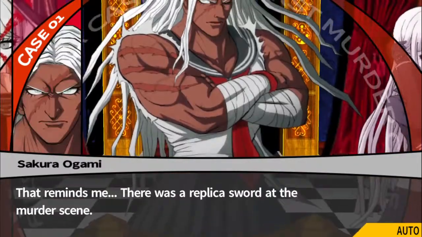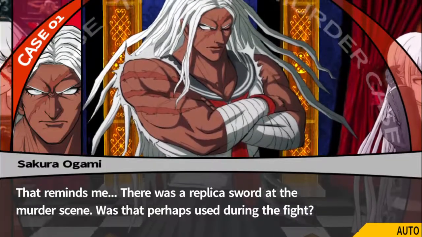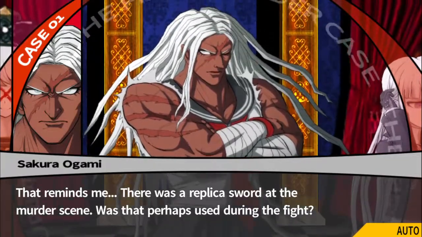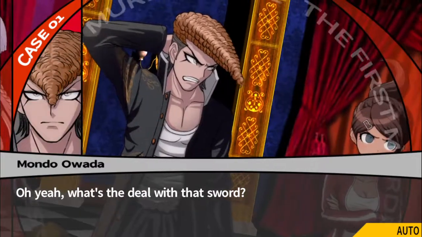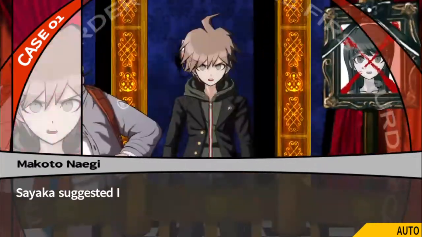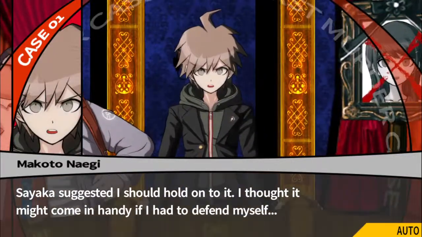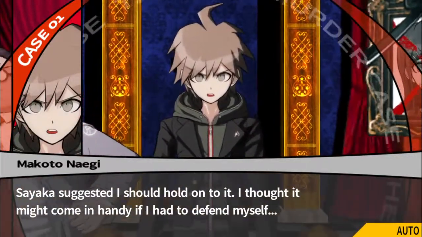That reminds me. There was a replica sword at the murder scene. Was that perhaps used during the fight? Oh yeah. What's the deal with that sword? Sayaka suggested I should hold on to it. I thought it might come in handy if I had to defend myself.